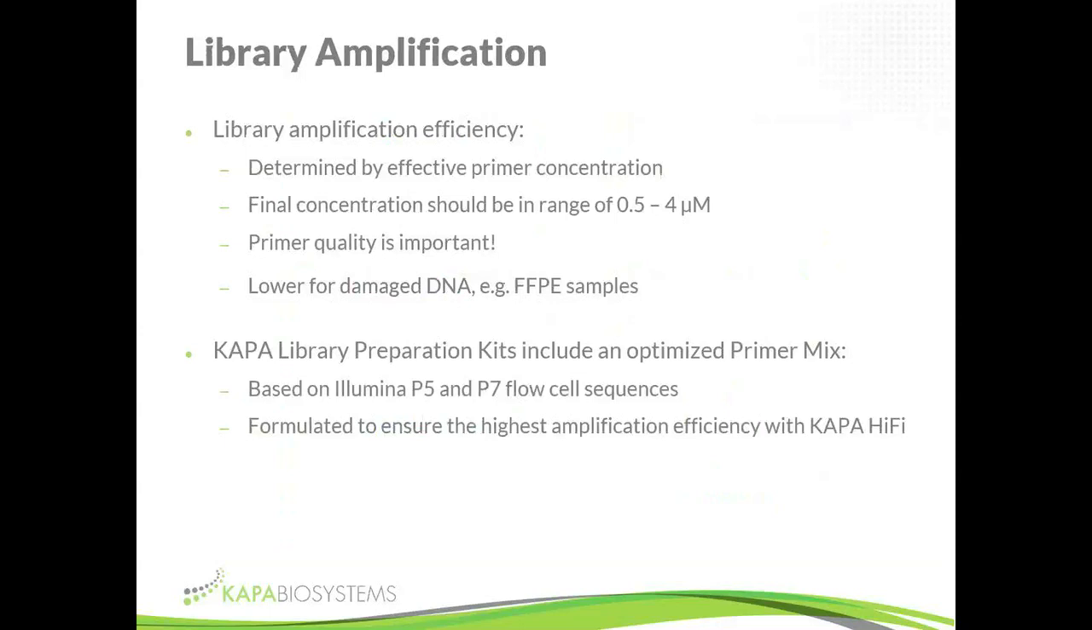So it's really important in library amplification, again, because we're doing very few cycles, that it uses a lot more primer. Your efficiency really is determined by your primer concentration. Don't worry about the dNTPs, they're not going to run out. The magnesium's not going to run out. It's really just the primers.